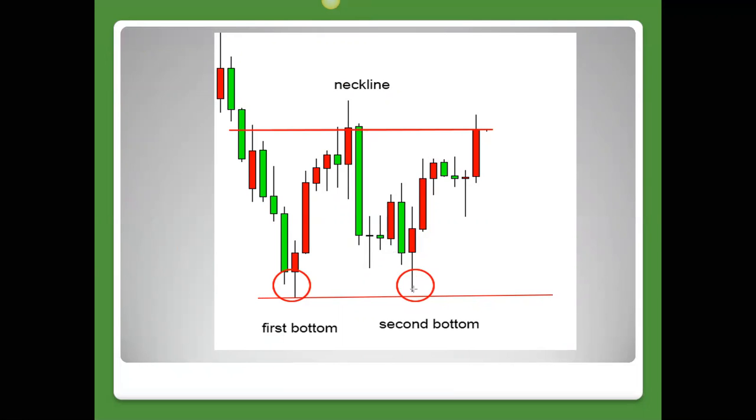So the sellers are trying to push the price through one more time, but there just aren't enough sellers in the market to be able to push the price through, and the price bounces off. And that's where we get this W pattern. Some people will also refer to this as a W, which is fine because it looks like a W. So we have two bottoms or valleys here, which form our double bottom pattern. And then we are looking for the price to break through the neckline and then continue upwards.